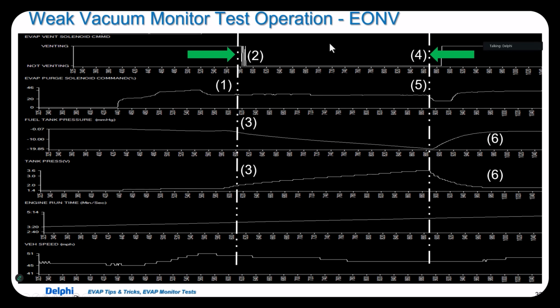Okay, so here's the one I showed you earlier. Again, I'm just going to blow this one up. We got the vent on. We're pulling the purge through the system. We're pulling down to our gross leak level. We're good. Move on. That test is done.